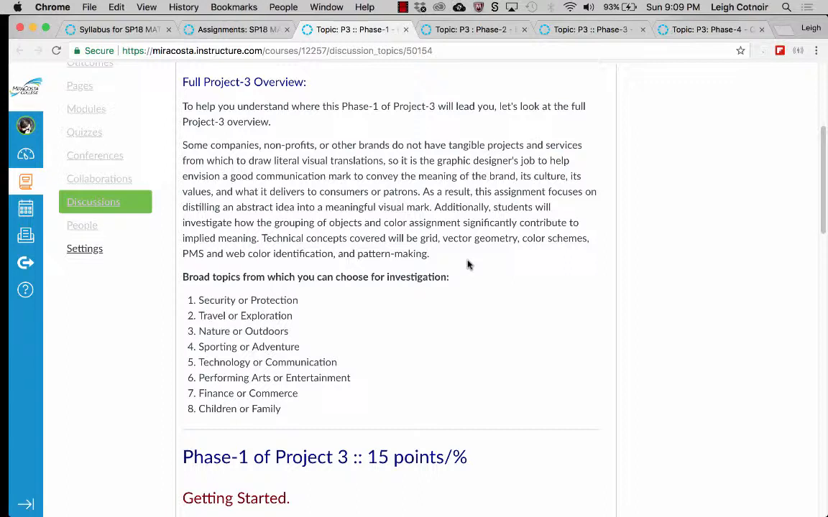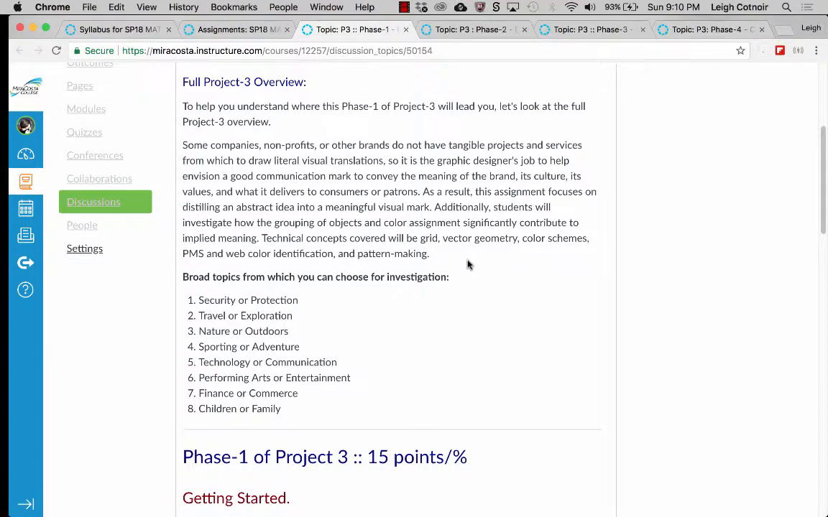So we're going to be talking about some technical concepts throughout the project, like grid, vector geometry, color schemes, and the Pantone Matching System, or PMS color, which is also referred to as spot color. We sort of touched on that a little bit in our color study. I sort of addressed that in the lecture, but we're going to get into a lot more depth here, and also web color identification, and we're going to talk about pattern making.